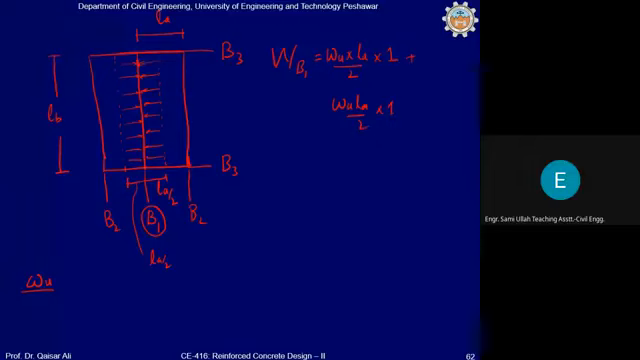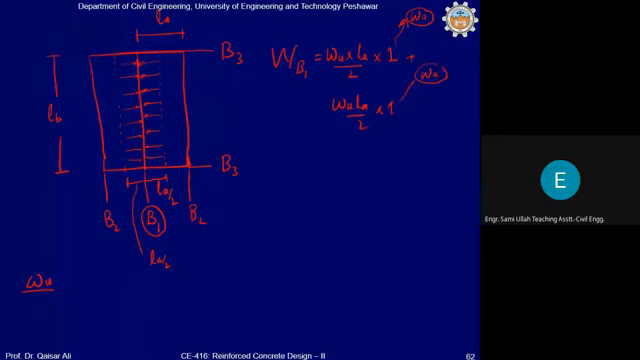Since we assume that in a one-way slab system, all the load will be transferred along the shorter direction, that is why this coefficient here is equal to 1. And this coefficient is represented by WA, load transfer coefficient along the shorter direction. This is represented by WA. Okay.